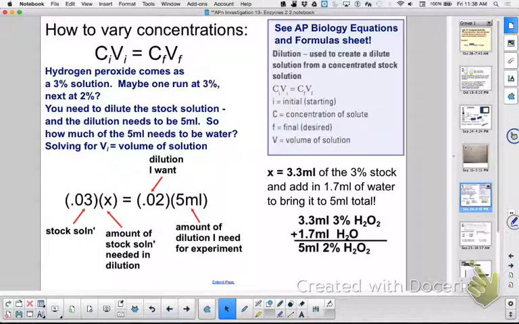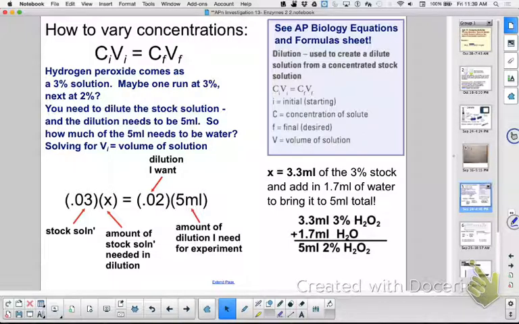I'm going to give you an example in here of a 2% solution. If I had wanted to make a 2% instead of a 1%. What you do is you take your stock solution and that concentration. Well, this stock solution of this hydrogen peroxide is a 3% solution, so I put 0.03. This is what I'm solving for. How much of that stock do I need to make my dilution, right?